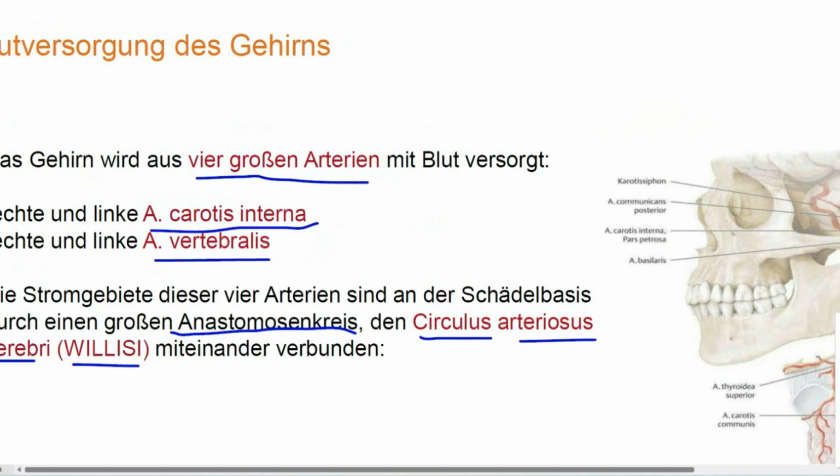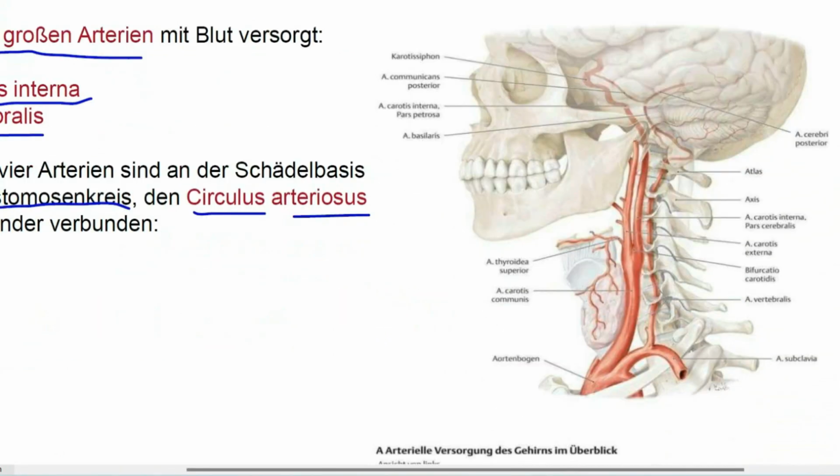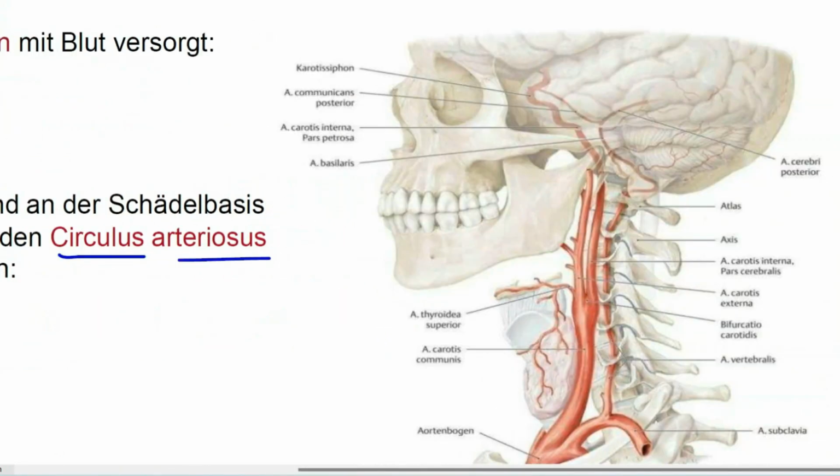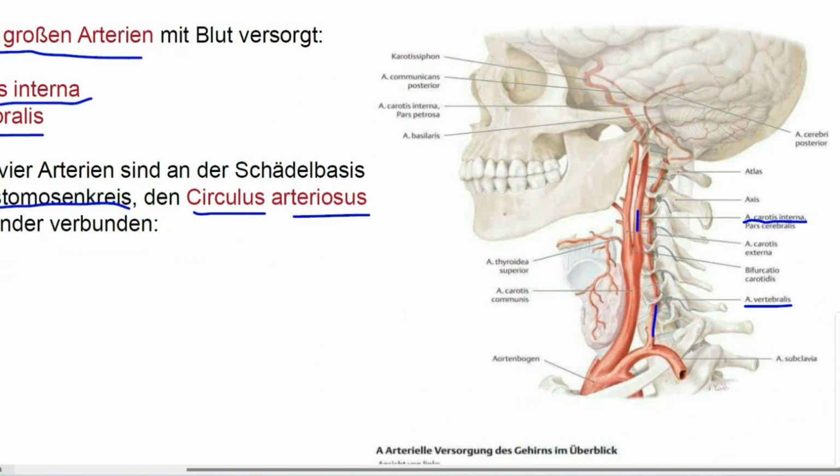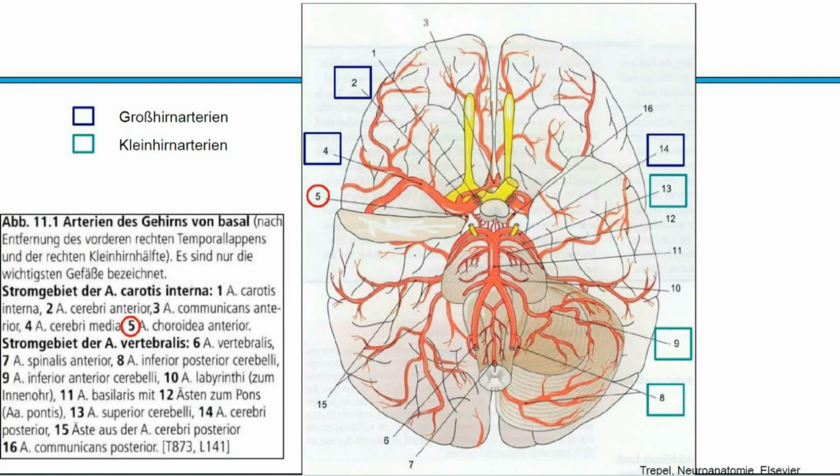Here we can have a better look at the picture. In front of us, only 2 arteries are important: the internal carotid artery here, and the other is called the vertebral artery here. Here is another better picture, an illustration of the arteries of the brain by Netter. Some arteries are more important than others: large arteries and small arteries.